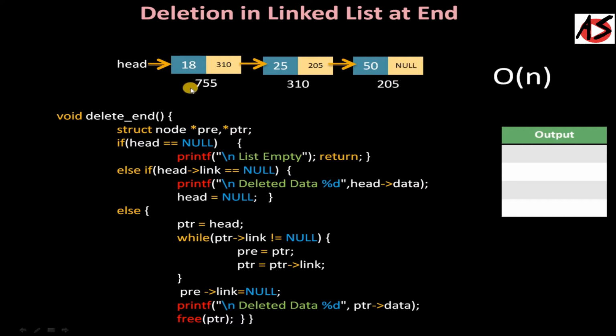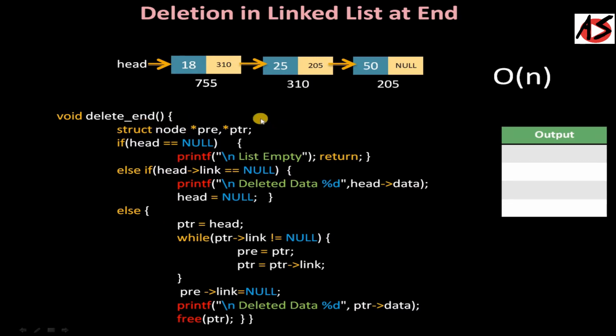So every time you have to jump onto n nodes, where n is the number of nodes in the list. So the time complexity of deletion in the linked list is nothing but big O(n), because every time you want to delete the last node, you have to traverse the linked list for the n nodes. This is the function for deletion at the end or tail of the linked list.